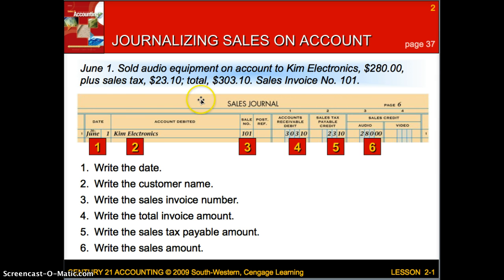Now, if you look at it, you sold audio equipment for $280. So the sale was $280. Make sure that you put these in the right columns, because if you don't read this carefully and really think about it, you will get all three of these numbers wrong. The tax was $23.10, and the entire amount you're waiting to receive is $303.10. You're not waiting to receive $280, but you made a sale for $303.10, right? So make sure that you're looking at this correctly.